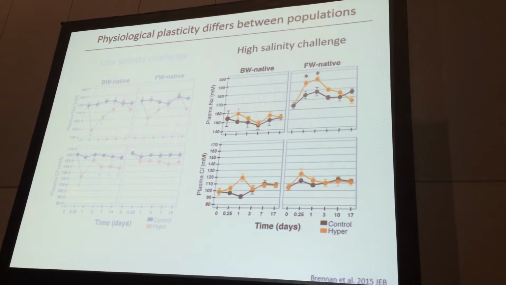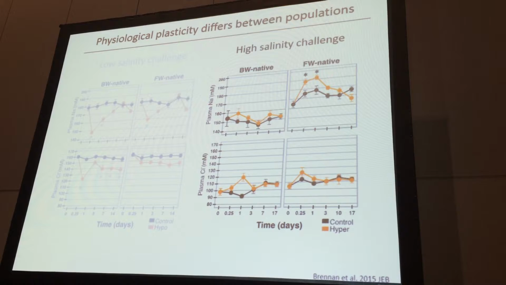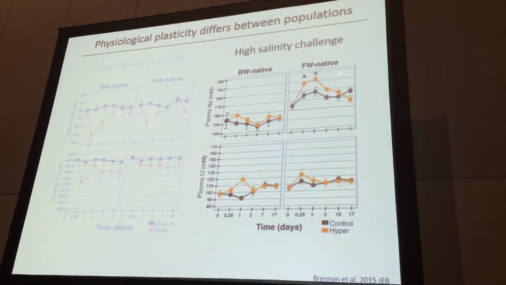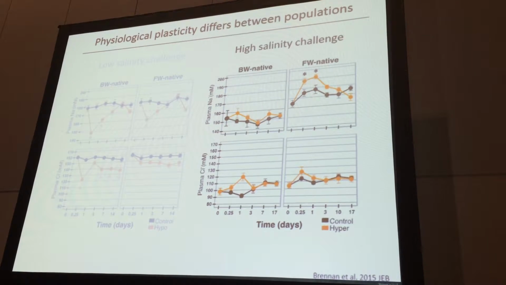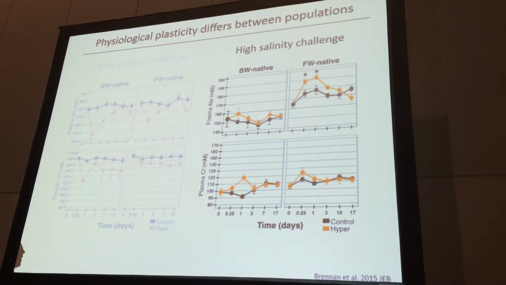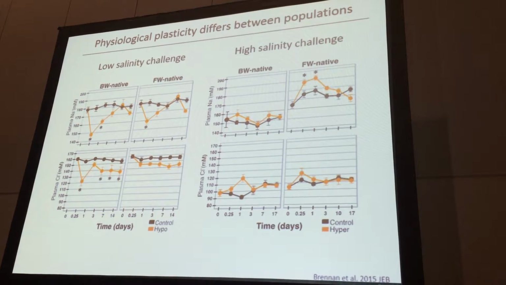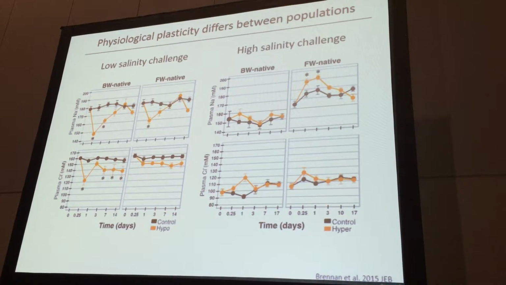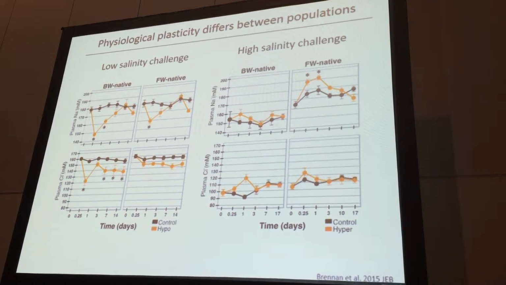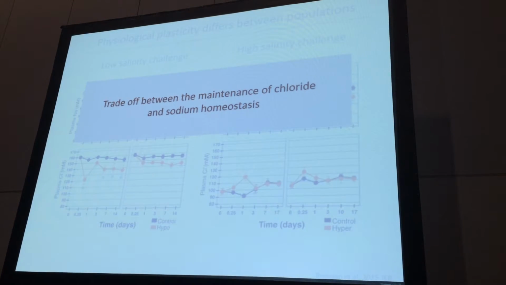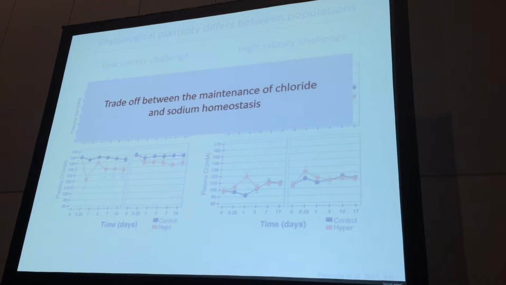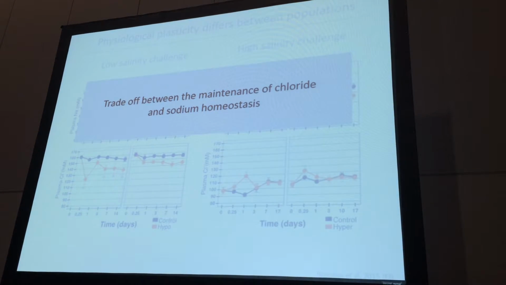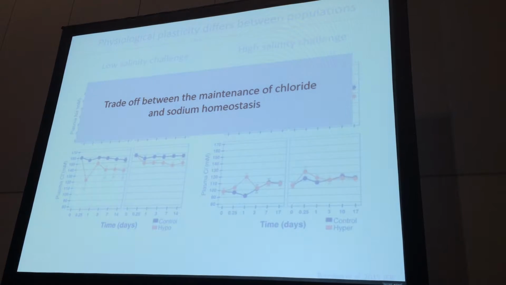Looking at our high salinity challenge, where we acclimate individuals to freshwater and challenge them with high salinity, we see a significant increase in plasma sodium for freshwater native populations, and no differences for plasma chloride. Looking at these together, we see divergence for low salinity challenge in plasma chloride, and for high salinity challenge in plasma sodium. This suggests that there's some trade-off between the regulation of chloride and sodium homeostasis. We have some proposed mechanisms that we think might be driving these patterns, and I'd be happy to talk to you guys about what we think those are.